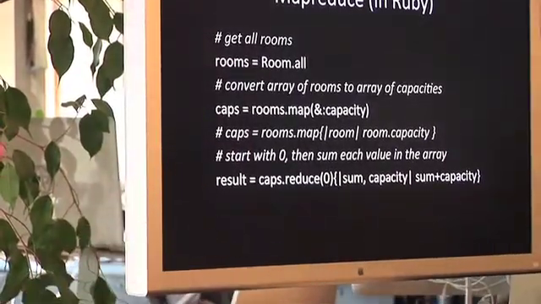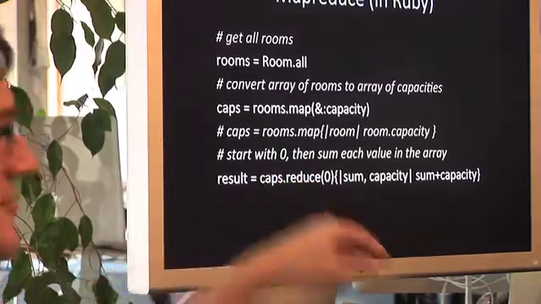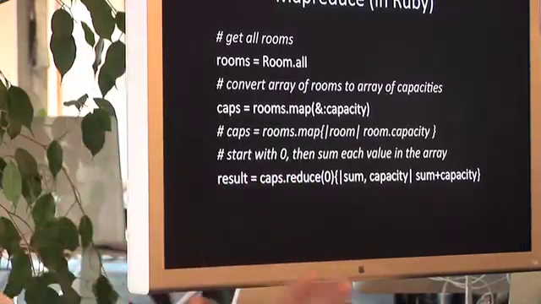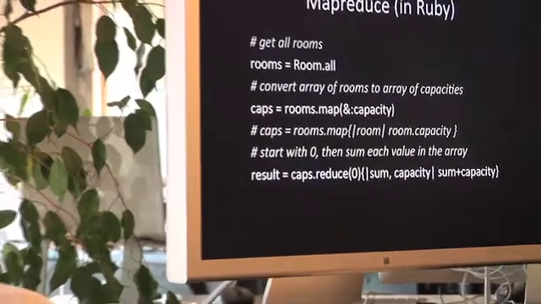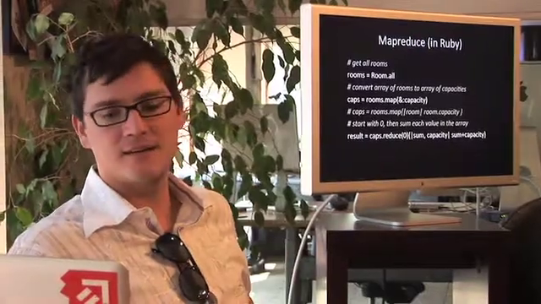And then you reduce it, in which case you are summing together all of those values. For every single element you say, add this onto the previous total, add this onto the previous total, and then you get your result. So this would be adding up the total capacities of all the rooms in a hotel.